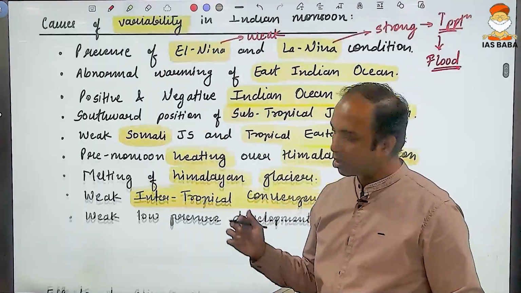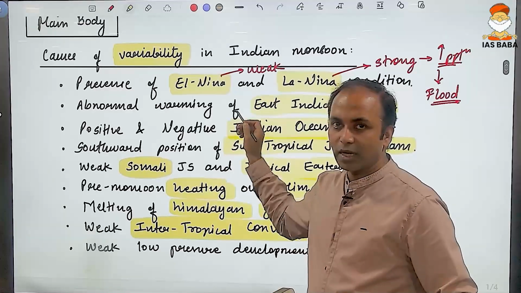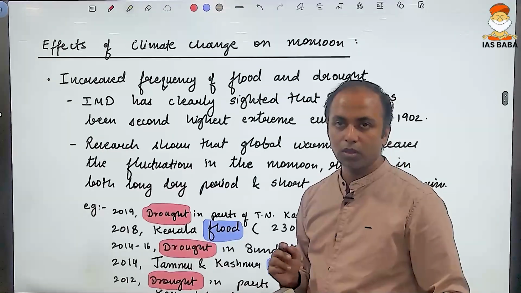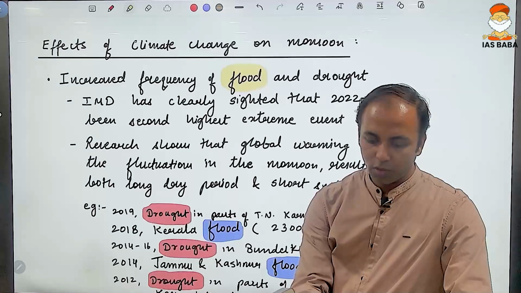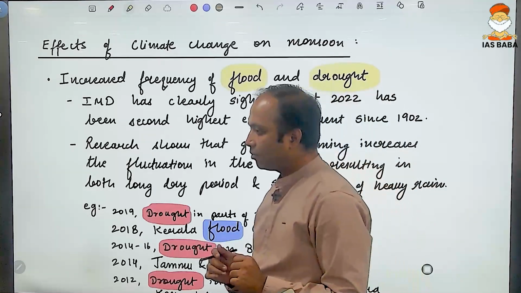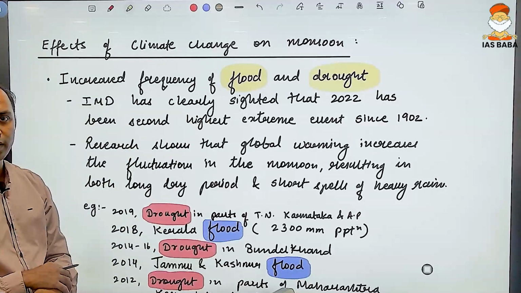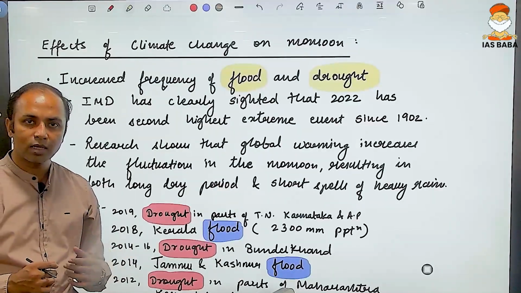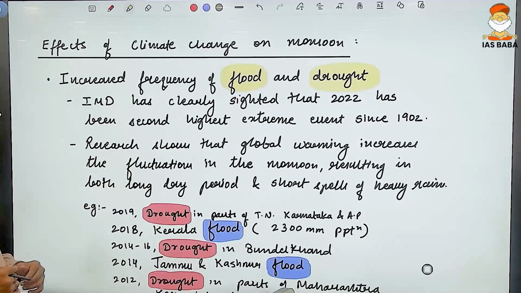So these are some important factors that influence the monsoon. Climate change is influencing these factors, which in turn is going to impact the monsoon. What will be the effect of climate change? It may lead to either excessive rainfall or deficit rainfall, causing flood and drought-like conditions. So IMD, the Indian Meteorological Department, has clearly cited that 2022 was an extreme year in terms of climatic conditions, that is, very high and very low rainfall was observed, and this was observed after 120 years. Earlier, it was last seen in 1902.